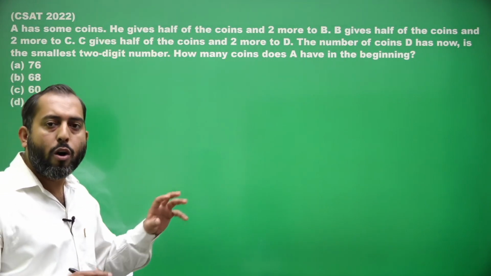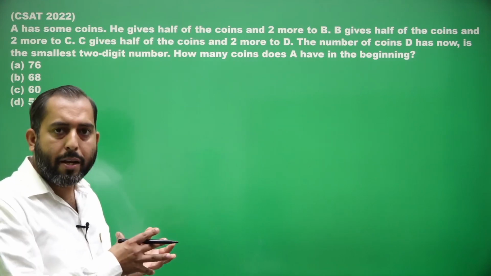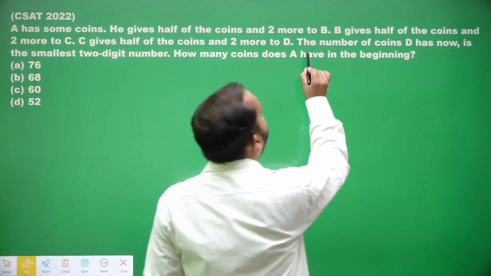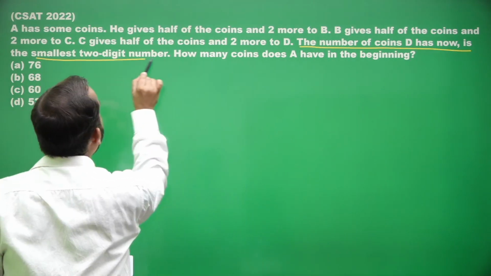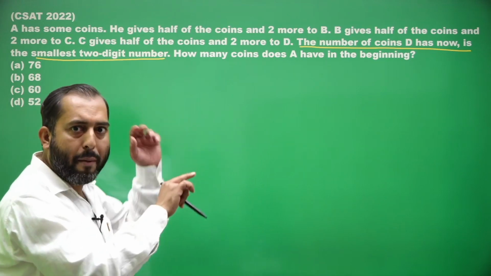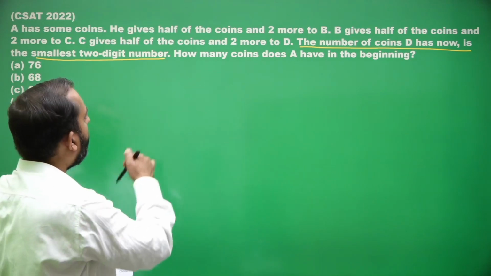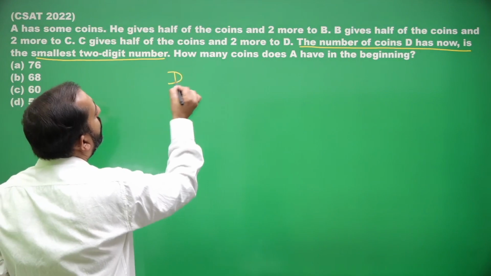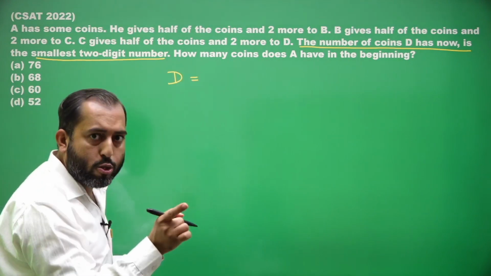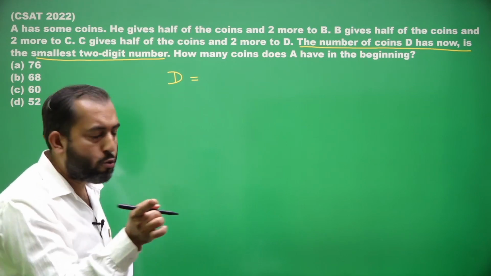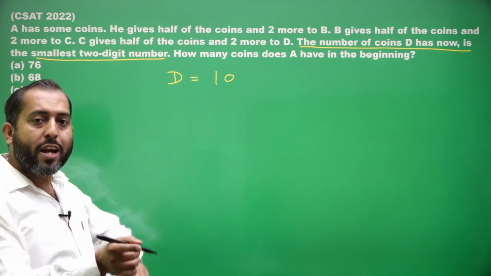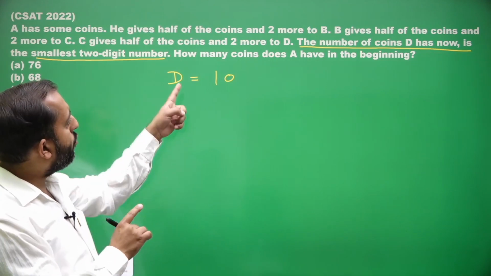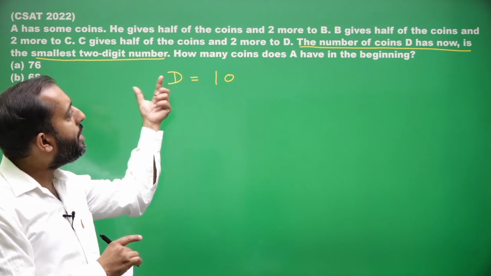Now we do not know how many coins A was having in the beginning, but we do know the number of coins with D is the smallest two-digit number. So let's solve this question in a backward-wise manner. Now, the number of coins with D is what? It is the smallest two-digit number. And what is the smallest two-digit number? The smallest two-digit number is 10. We are solving this question backward-wise. So this is the meaning of the last line.